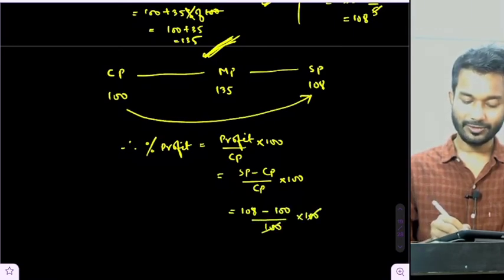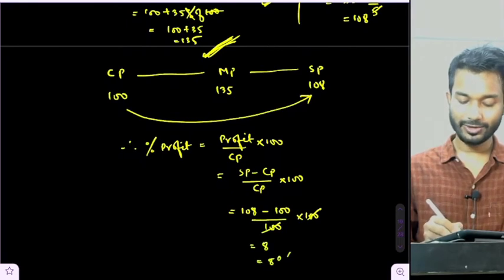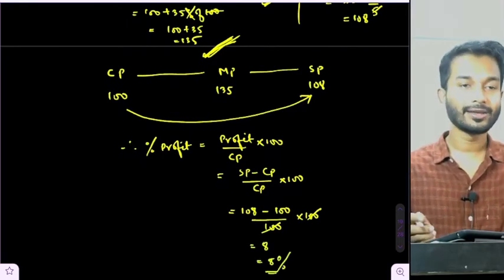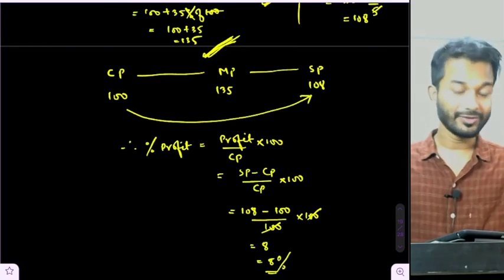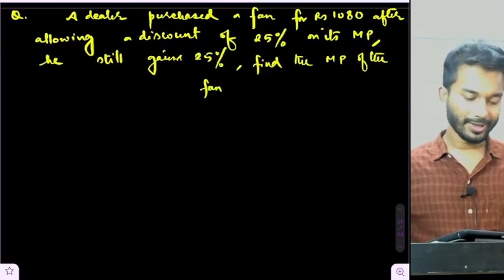100 and 100 will cancel out. We are getting 8. So finally we will mark the answer as 8%. I hope you have understood the problem. Very, very important. You can note it down. We see the next question now.